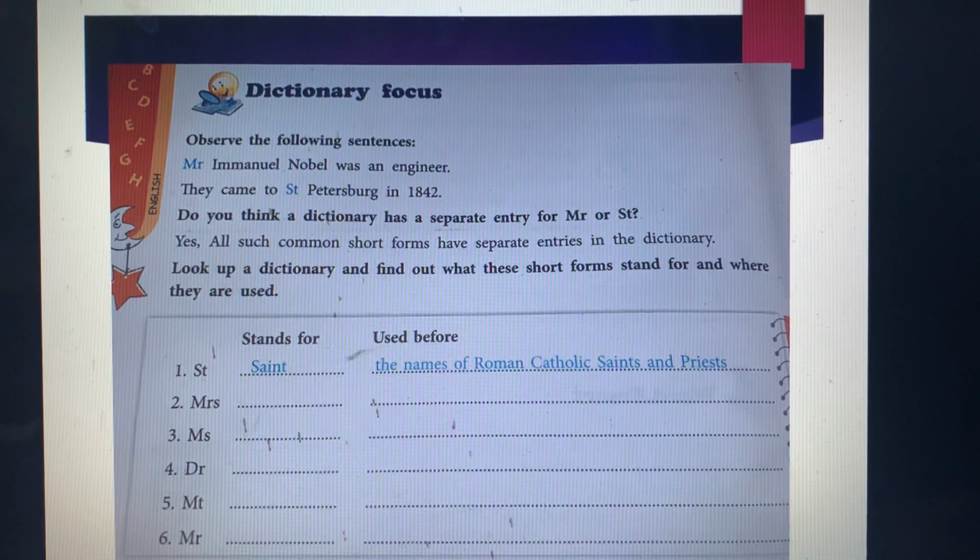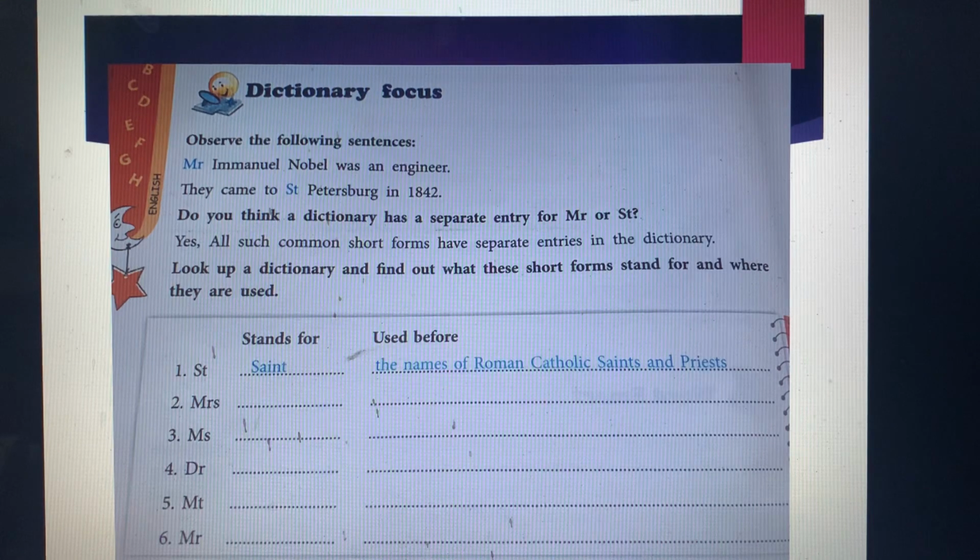लगा दिया ना मम्मा नेम के आगे Mrs. this. Miss, MS is Miss is the pronunciation is Miss and it is used for unmarried women. DR stand for doctor. MT is basically what? MT basically stand for mount. It is the name of the mountains.